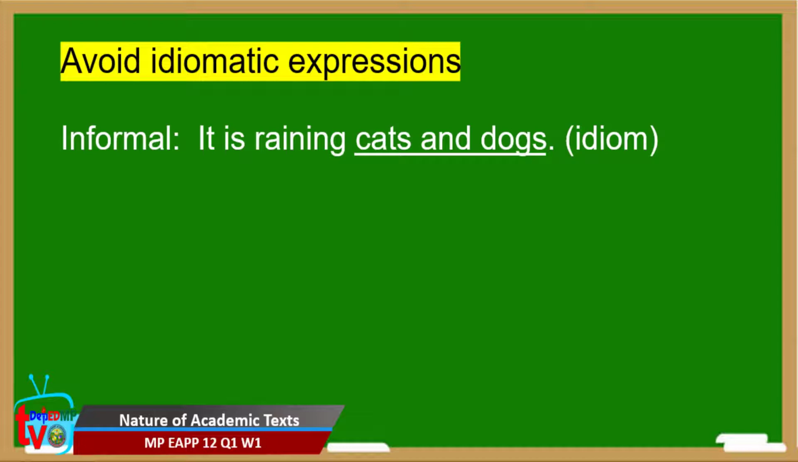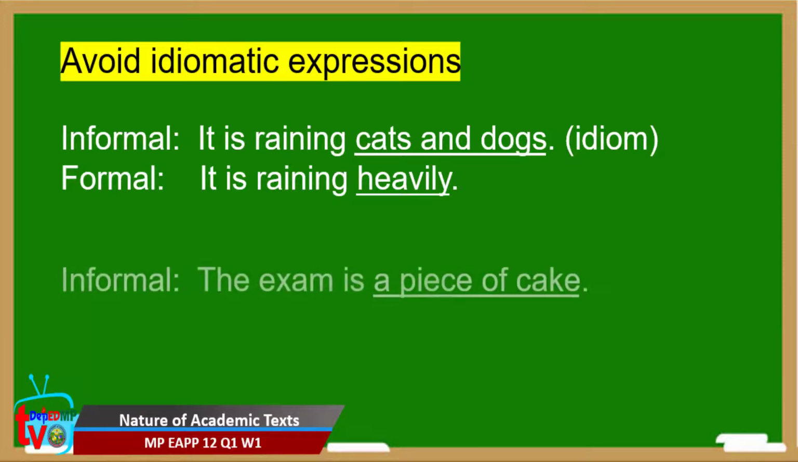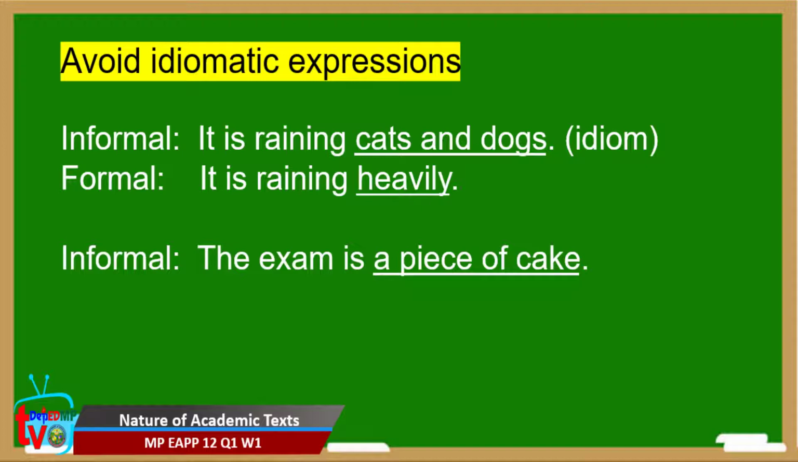In the first example, it is raining cats and dogs. One would not understand its meaning if they have not heard it before or learned it in school. Of course, it has nothing to do with literal cats and dogs. So instead of stating it as it is raining cats and dogs, we could simply write, it is raining heavily.